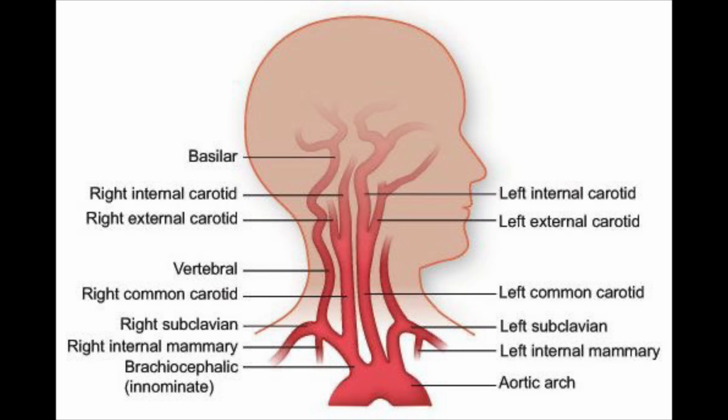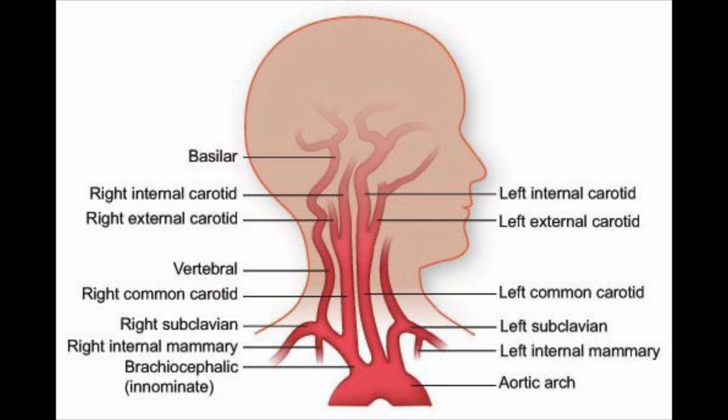Internal carotid artery on both sides arises from the common carotid artery on both sides. The common carotid artery on the left side is a direct branch of the arch of the aorta, which of course is a continuation of the aorta, and the internal carotid artery on the right side is a branch of the right common carotid artery. Right common carotid artery is a branch of the brachiocephalic trunk, which in turn is a branch from the arch of the aorta. Brachiocephalic trunk, as the name suggests, is responsible for providing arterial blood to the upper limb and the head and neck region.